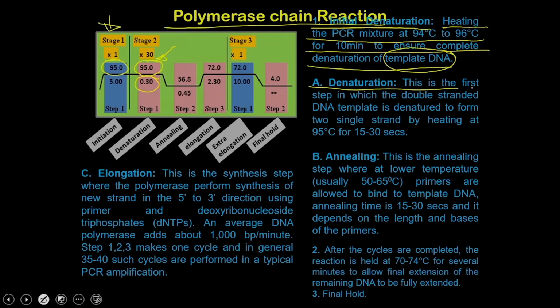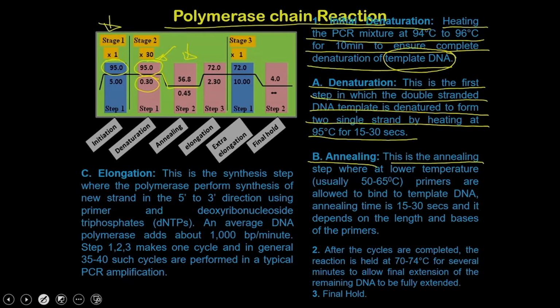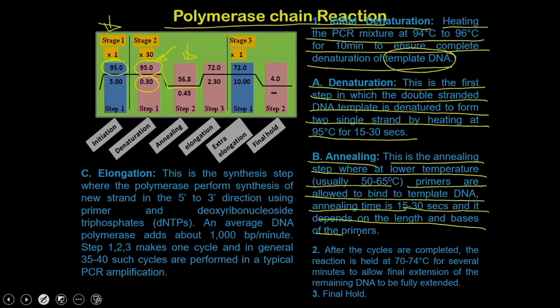In the denaturation step, the first step, the double stranded DNA is denatured to form 2 single stranded DNA by heating the DNA at 95 degrees Celsius for 15 to 30 seconds. Now, you are going to lower the temperature. That is the annealing step. At the lower temperature, like 50 to 65 degrees Celsius, the primers are allowed to bind to the template DNA, and the annealing time is 15 to 30 seconds, depending on the length and the bases of the primers.